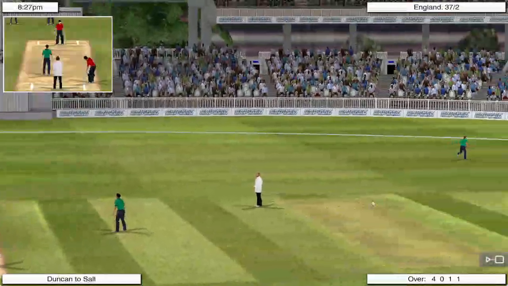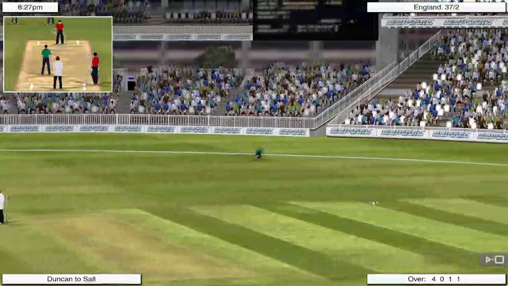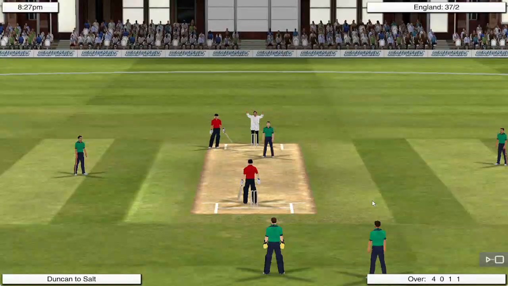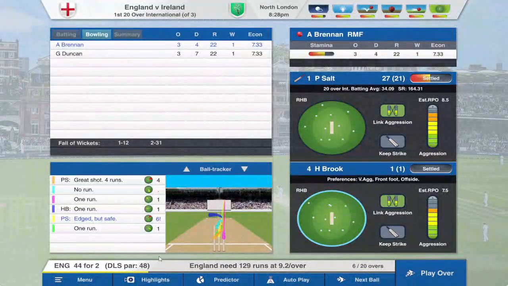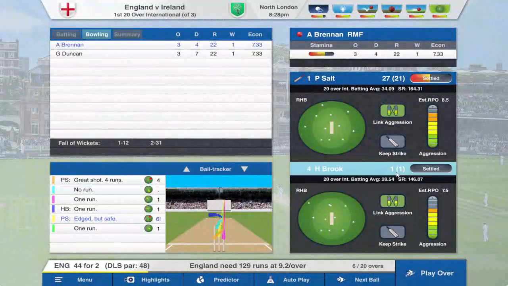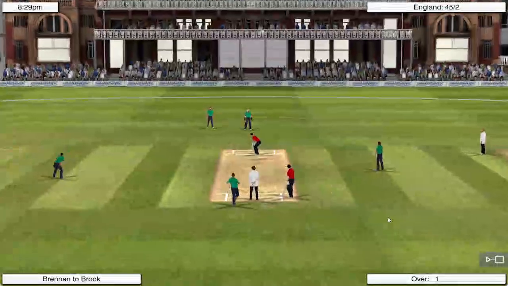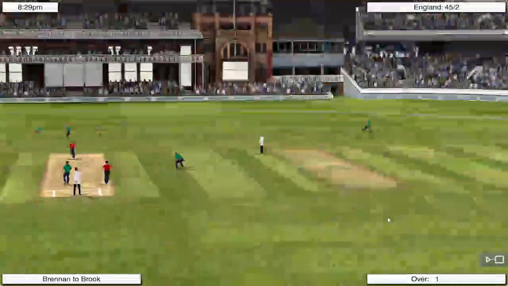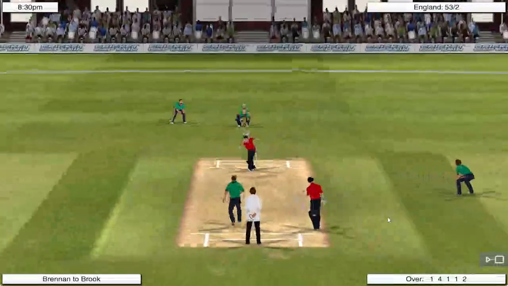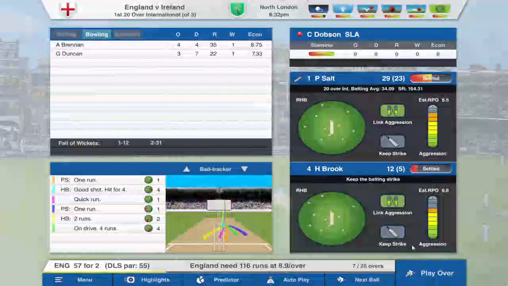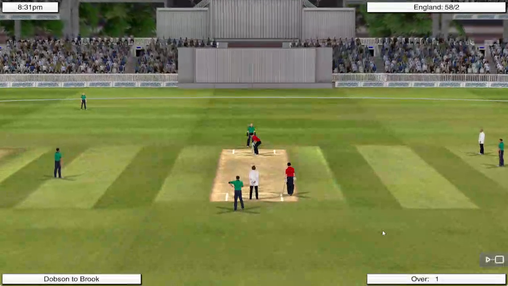And that could be a wicket. Or has it gone over? It has gone over. So 12 runs coming off that over after the power play. England have scored 44 for 2. They need 129 runs at a required rate of 9.2 per over. A good over this one for England after the power play.